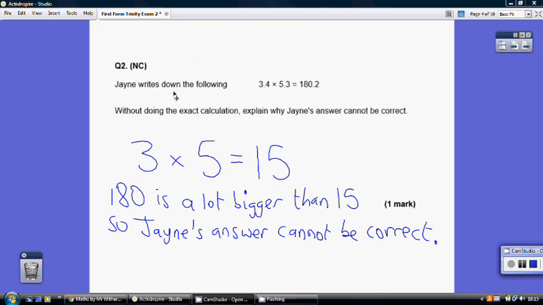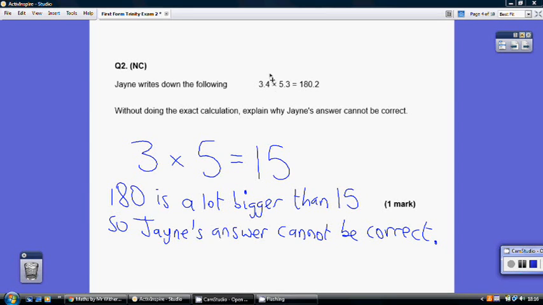Question 2. So Jane writes down the following. So we've got this times this equals this, and given it's a non-calculator question, NC means non-calculator, we've got to try and figure out why, without doing the exact calculation, Jane's answer cannot be correct. So you've got to imagine you're in a situation you don't have a calculator to check, and does this seem reasonable enough? Or not.